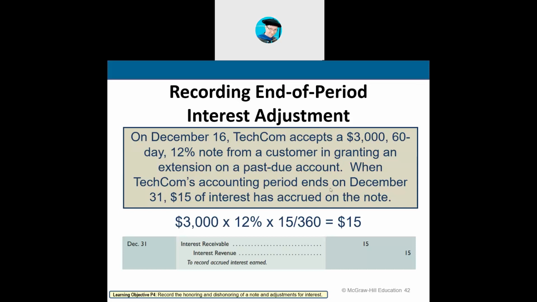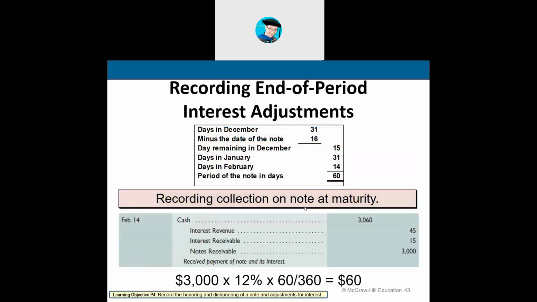When the accounting period ends in December, we need to go through our adjusting entries, right? We're closing our books for the year. We need to account for the interest that we would receive for that year, right? So we debit interest receivable, $15, and we credit interest revenue, $15. What that does is it records the accrued interest for those days within that year, just like any other closing entries or end of period adjusting entries that we make.